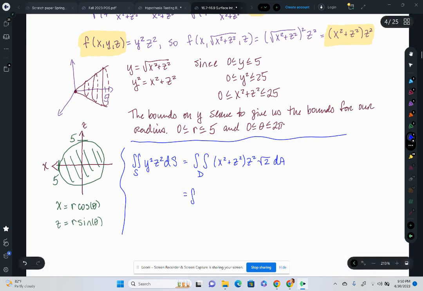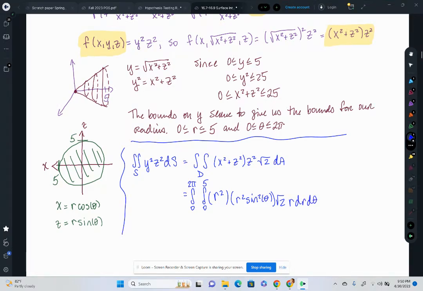Our bounds, let's see, we've got 0 to 2 pi. We have 0 to 5. We have an r squared from the x squared plus z squared. The z squared that's standing alone on the outside, that's r squared sine squared of theta. Then we have our square root of 2, and dA will be r dr d theta.